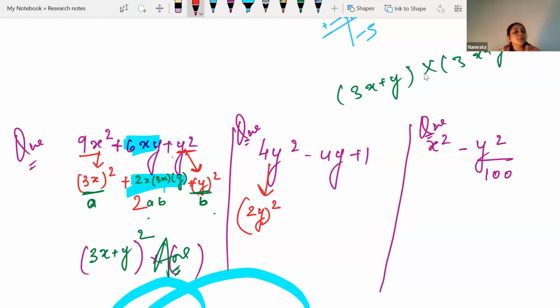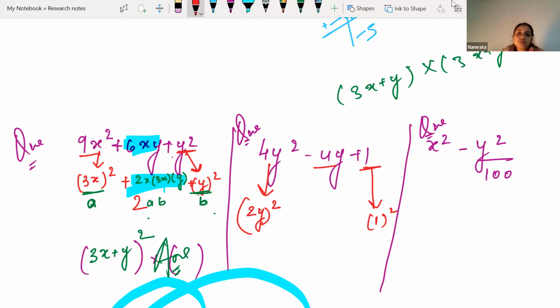Then I will search for my b square. The b square can be sitting in the middle, or it can be sitting at the last. We have to search for it. So here I can see 1 is there. 1 can be written as 1 square. Now I am trying to write 2ab. This arrangement I am going to write by myself, not looking at the question.